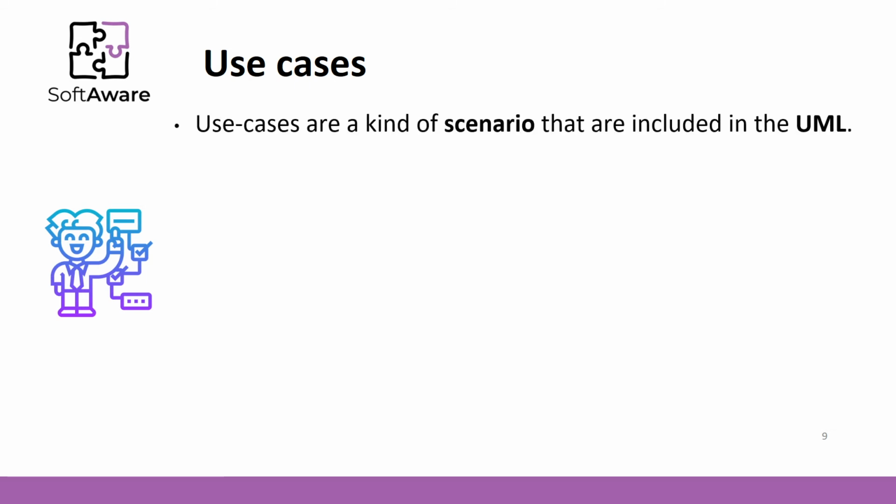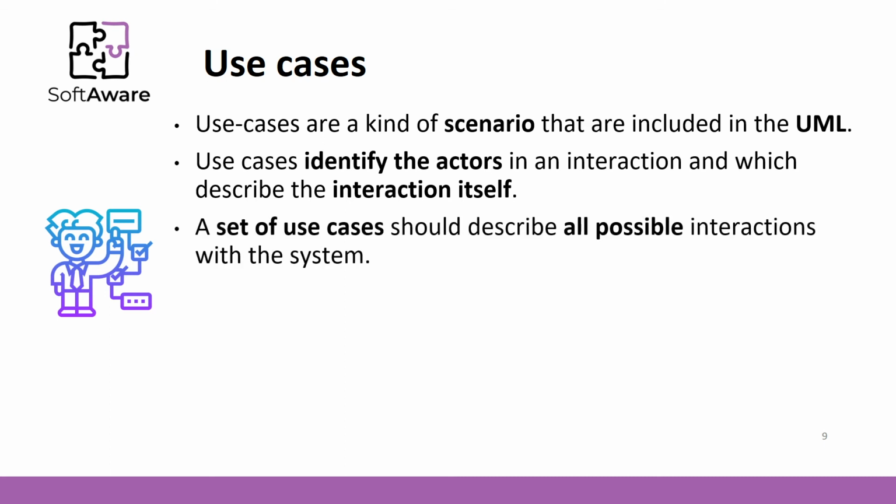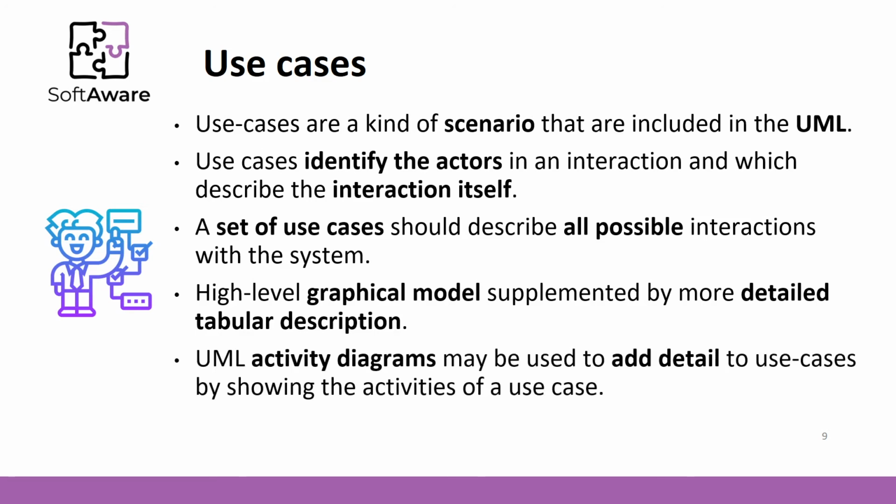Let's overview UML use case diagrams. Use cases identify actors and describe interactions. A set of use cases shows possible interactions with the system. This is a high-level graphical model that can be used together with more detailed tabular description. Also, UML activity diagrams may be used to add even more details to the use case scenario.